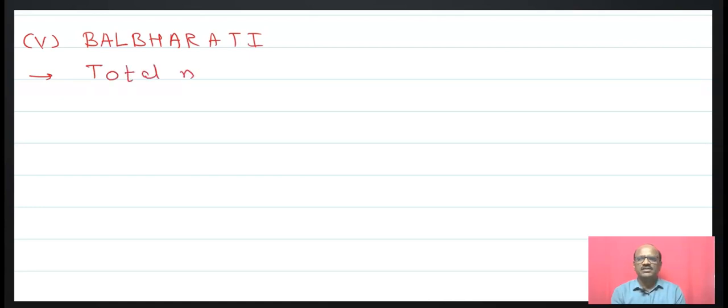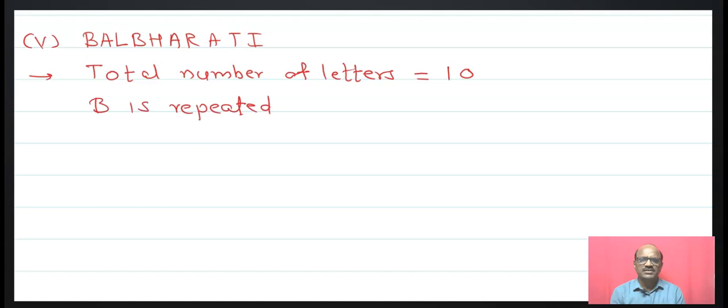That is Bala Bharati. Now again here the total number of letters is equals to 10. B is repeated, that is it is treated as 2. A is repeated, that is Q is equals to 3.